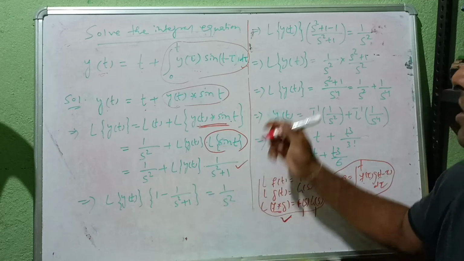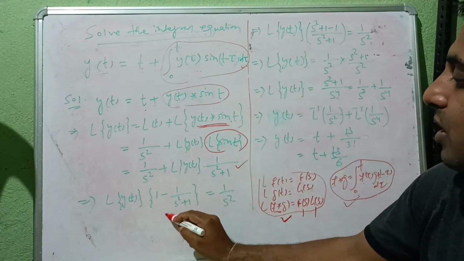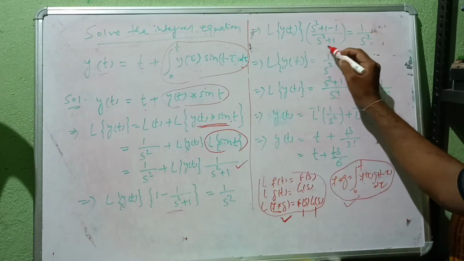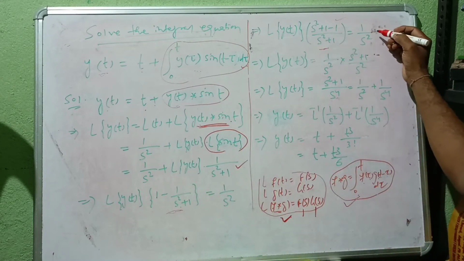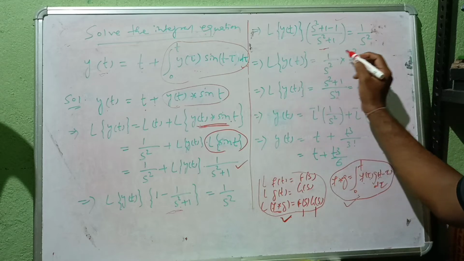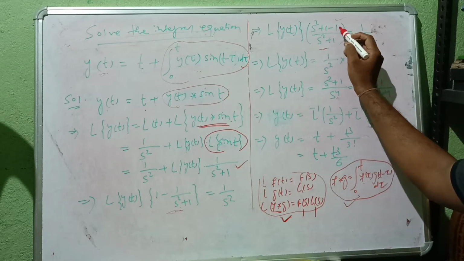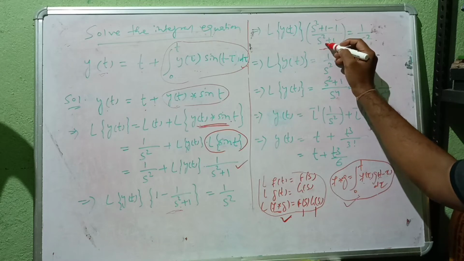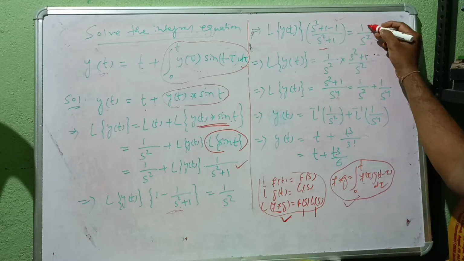So just solve for Laplace of y(t). If you solve this term it will be (s square plus 1 minus 1) divided by (s square plus 1), and that is equal to 1 by s square. Clear? So Laplace of y(t) is equal to, what will we get? 1 minus 1 cancel, so s square by s square plus 1, and on the right hand side it is 1 by s square.